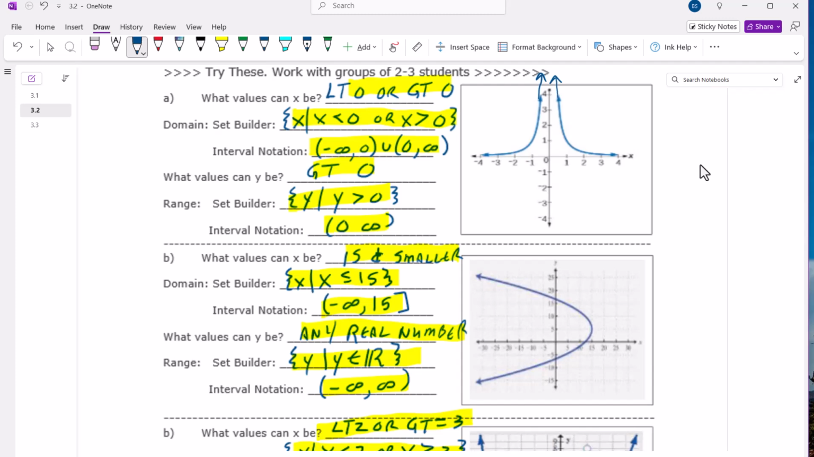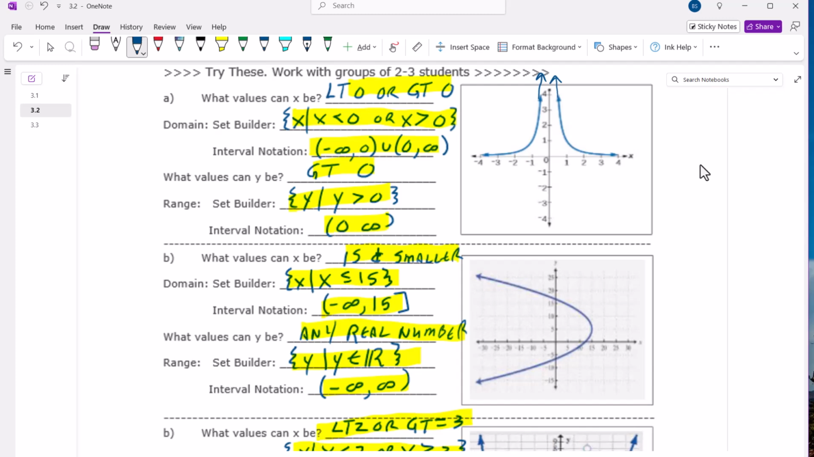So in set builder, you just say x is less than 0, x is greater than 0. It can't be equal to 0, so it's that way. Interval notation that way. y has to be greater than 0. That's pretty easy to tell on the graph. So here's your range in set builder and interval notation.